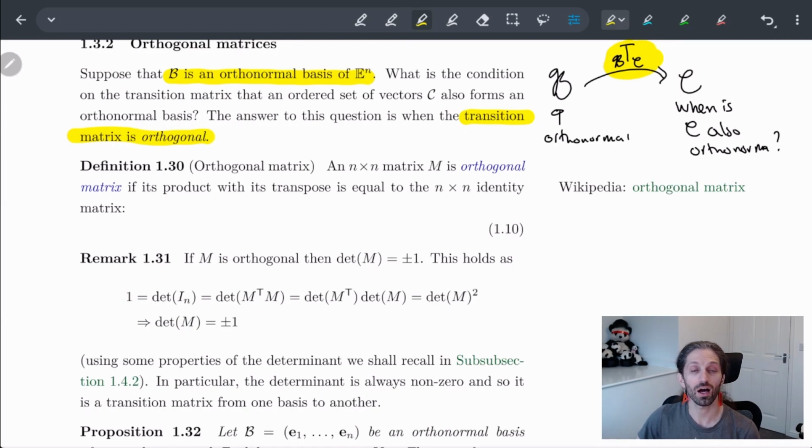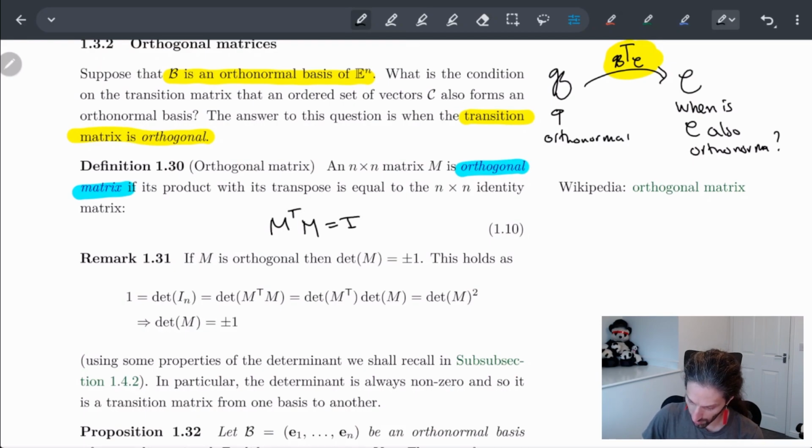So orthogonal, I don't know if you've all seen this before, but just in case not, an orthogonal matrix is basically an n by n matrix M if its product with its transpose is equal to the n by n identity matrix. So the transpose times itself is equal to the identity matrix. And that's all it is. So here, if you recall, this is 1, 1, 1 with 0 everywhere else. Okay, so that's what orthogonal matrices are.